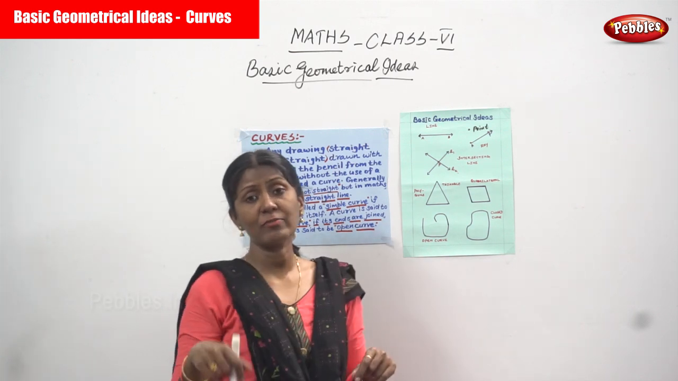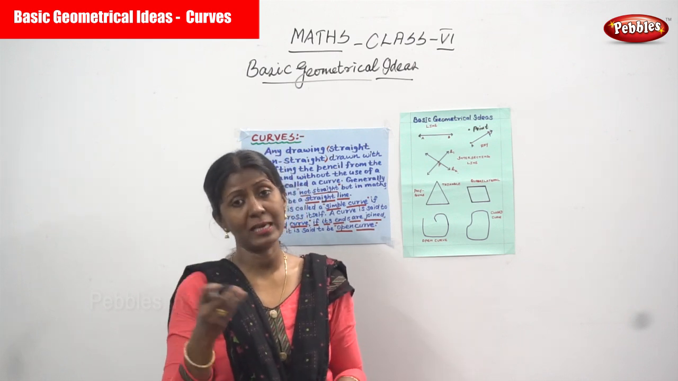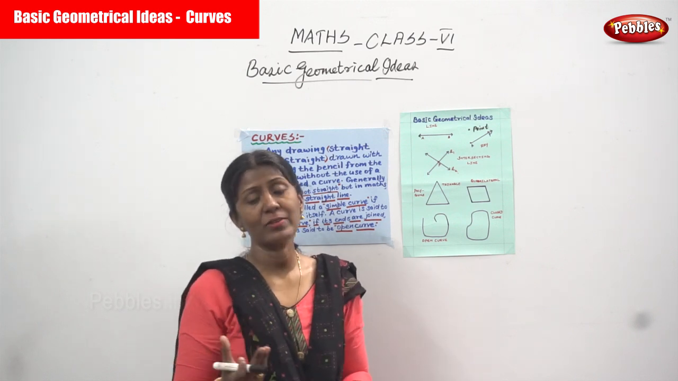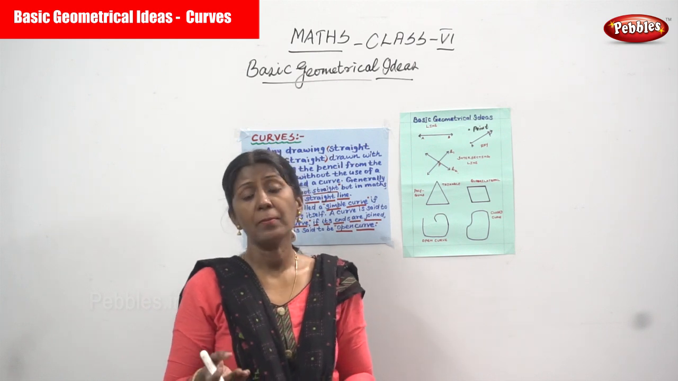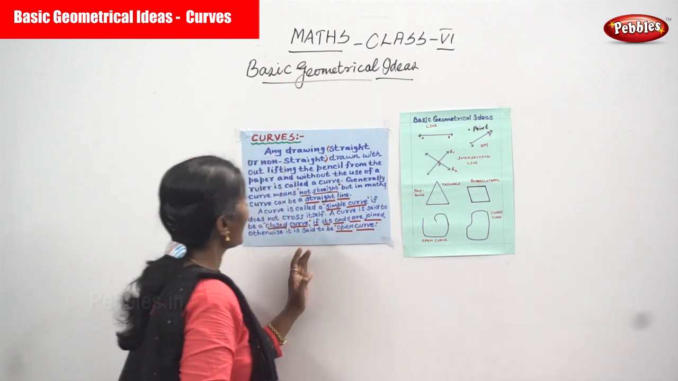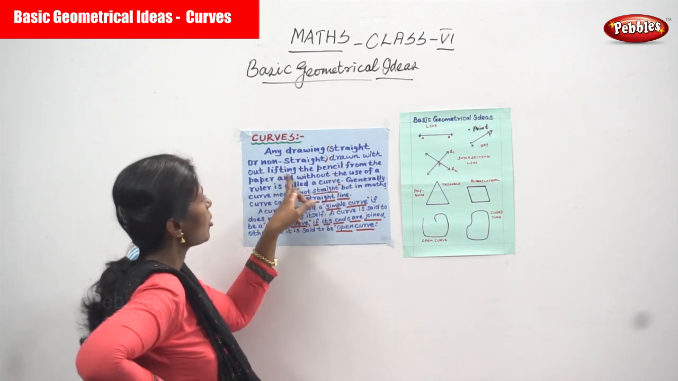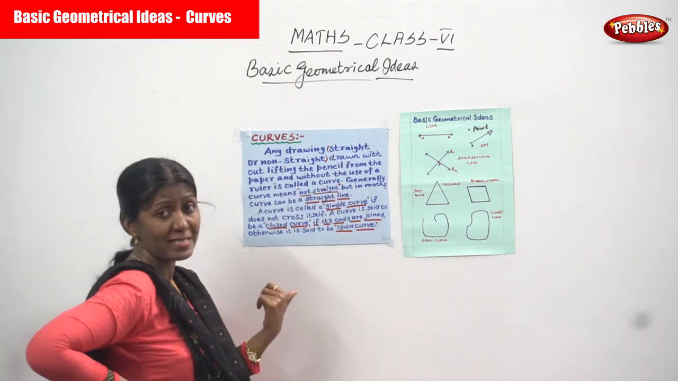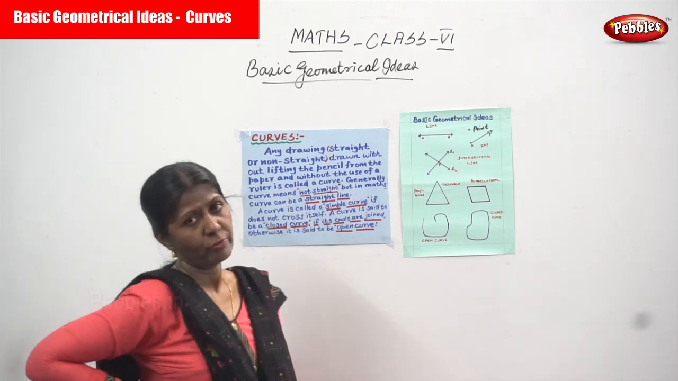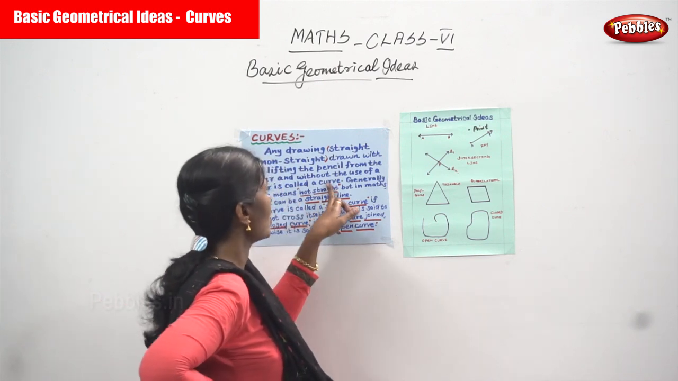Straight line means generally we have a ruler and we use a ruler, and with the help of the pencil we draw the straight line. Generally we think it is a straight line, but in maths a straight line we can call a curve only. Any drawing, straight or non-straight, drawn without lifting the pencil, we should not take the pencil off the paper, and without the help of a ruler, ruler means scale, is called a curve.